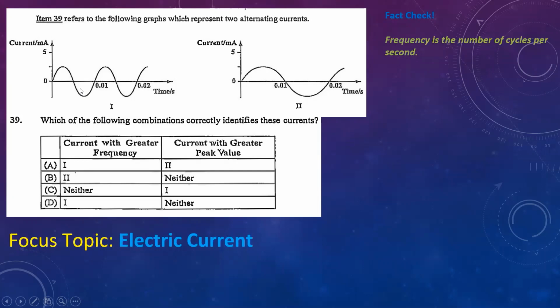All right. So what we have is that in graph 1, we have one cycle being completed in 0.01 seconds, while in graph 2, one cycle is completed in 0.02 seconds, and therefore the greater frequency is in graph 1, and the peak values are the same. They are at 2.5 in both cases, so neither has a greater peak value, while the current with greater frequency is shown by 1. And so your answer is D.